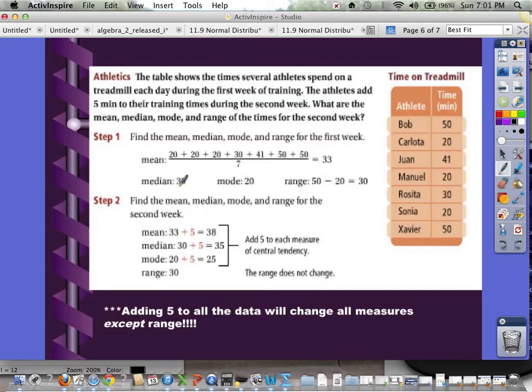Well, all you have to do once you have your mean, median, and mode of the first week is add 5 to it. The only thing that will not change is the range, okay? So when you add, it'll just add 5 to the mean, it'll add 5 to the median, it'll also add 5 to the mode, but it will not change the range, okay? All right, so in case they want to add something to it, that's the one area it will not change. They may ask you a question like that, which one would not change if you added such and such minutes to the whole thing, okay?